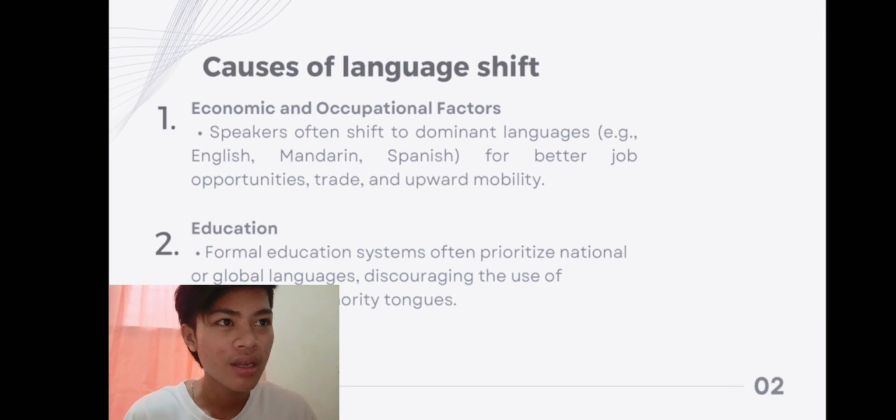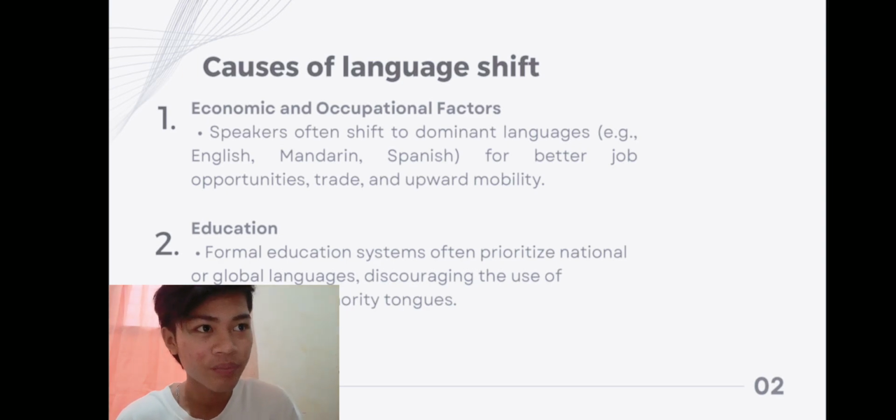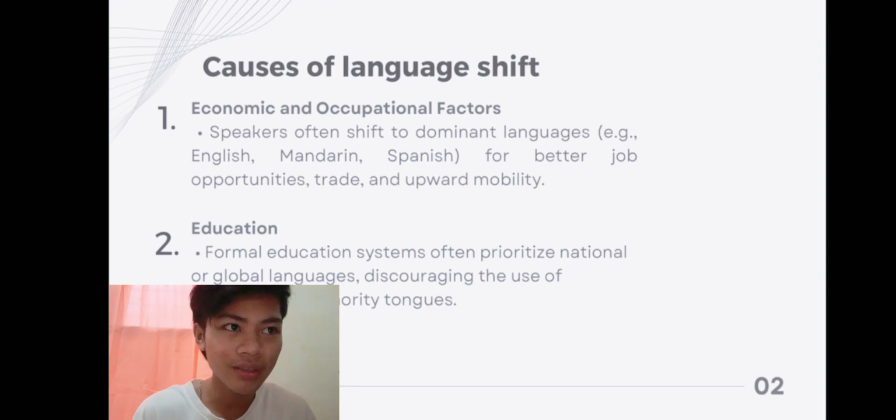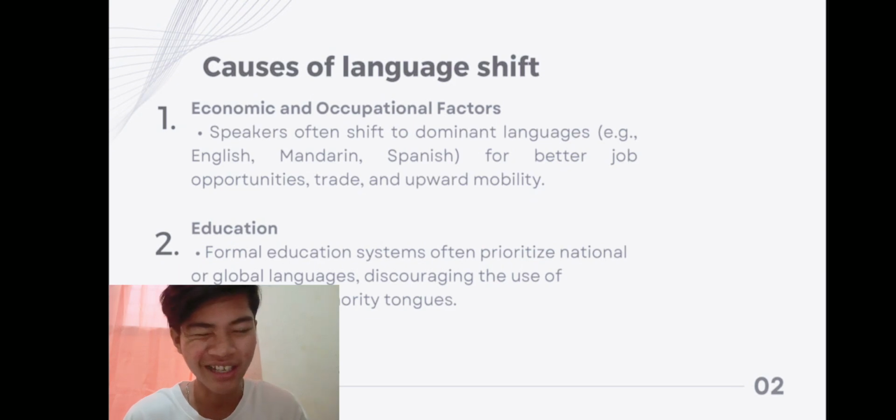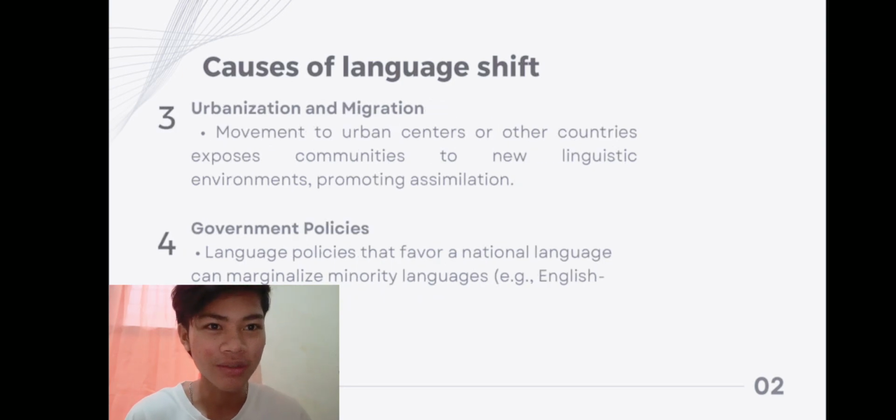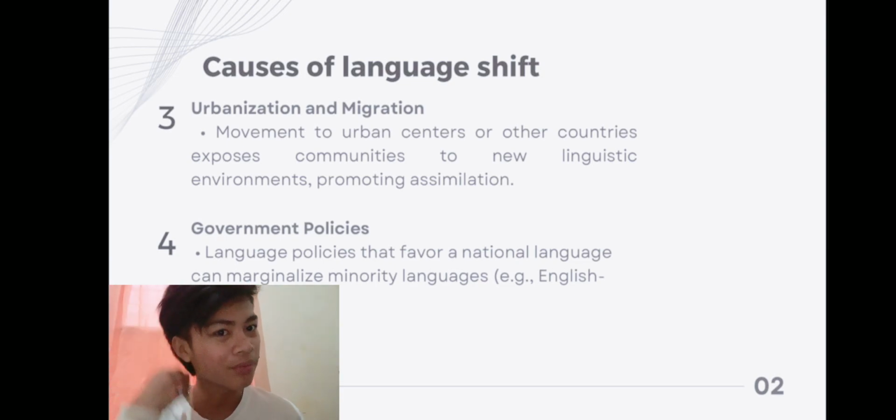Number two, education. Most schools focus on national or international languages. This means children grow up learning those while their own native language is pushed aside and slowly fades away. That's the number two reason. Number three, urbanization and migration. When families move to cities or other countries, they adapt to the new environment. The more they use the dominant language around them, the less they use their original one, just like the first reason.